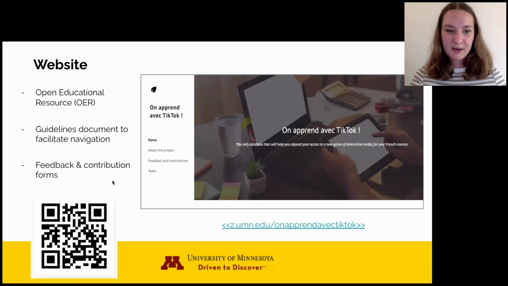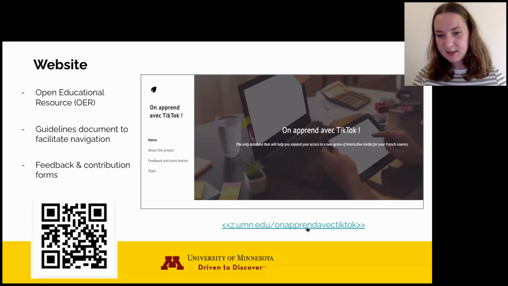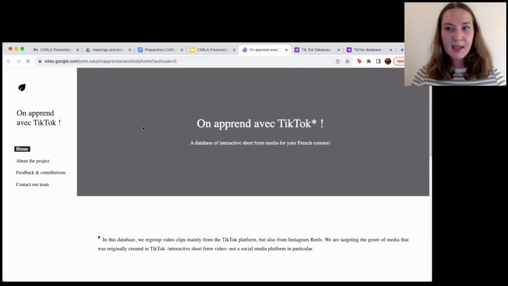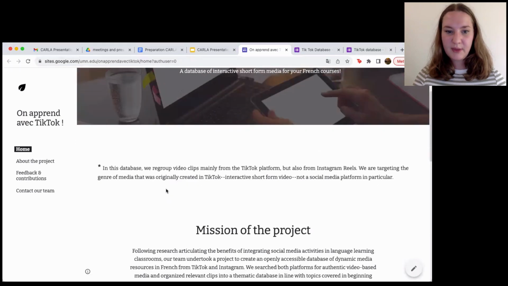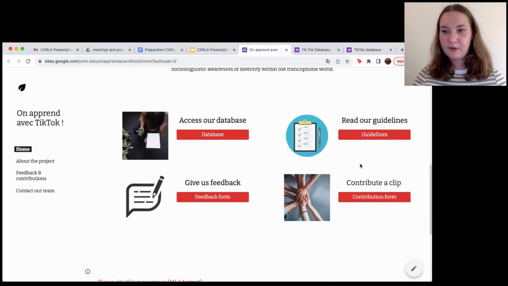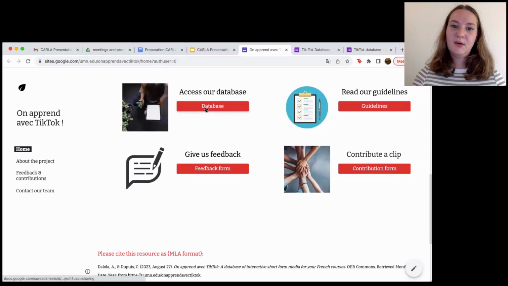So here you have a QR code to access the website that we made, or you can use the link, z.umn.edu/on apprend avec TikTok. And I will give you a little bit of a tour. When you get on the homepage, you can scroll down and you will have a little bit of an introduction to the mission of the project. If you scroll at the very bottom of the page, you can see all the tools we created: mainly the database, guidelines on how to use the database, and some forms for feedback and contributions. I will take you to the database.